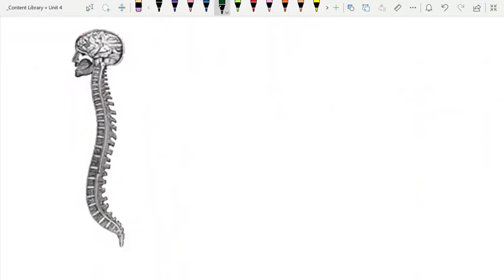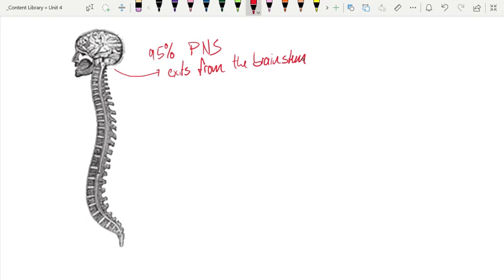Here we've got a picture of the CNS, of course, the brain and spinal cord. Anatomically, where are the sympathetics and parasympathetics exiting the CNS from? Well, they have very specific regions. If we're thinking about the parasympathetic system, 95% of the parasympathetic system exits from the brainstem. We see this in cranial nerves, for example cranial nerve 10, the vagus nerve. It's loaded with parasympathetic neurons.